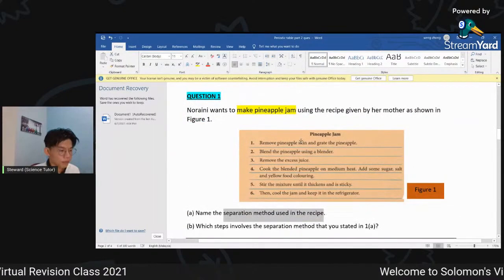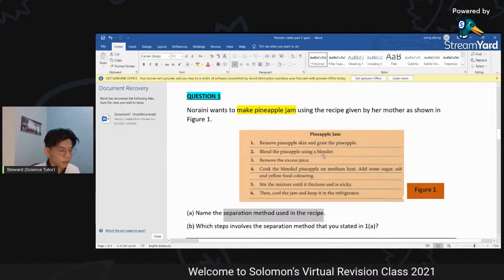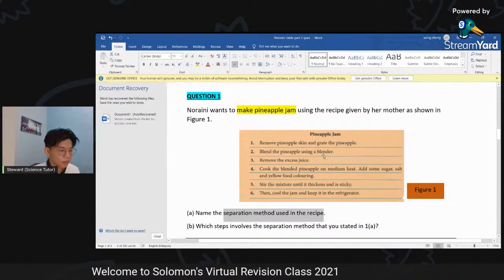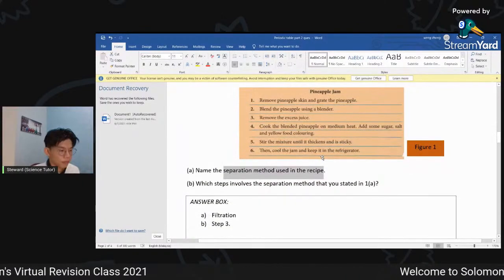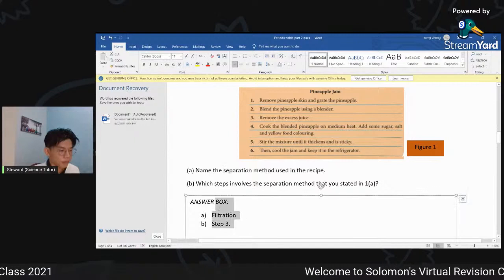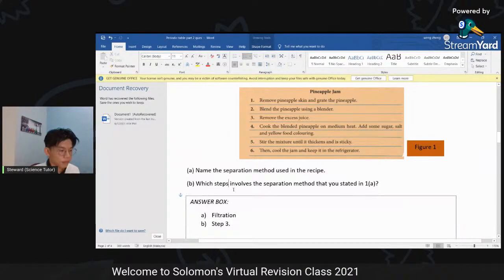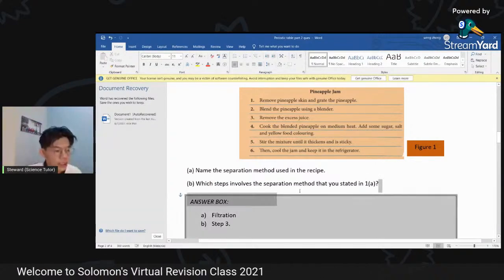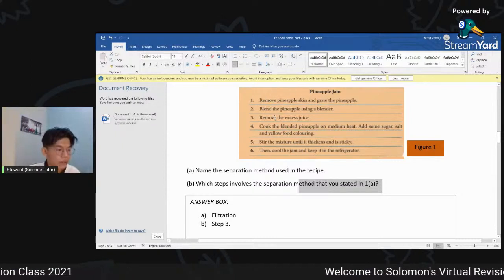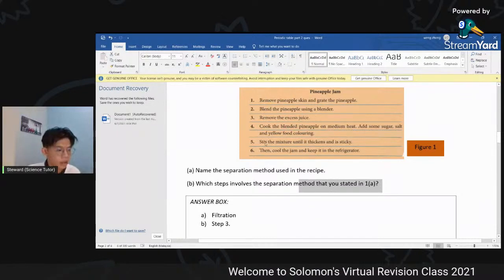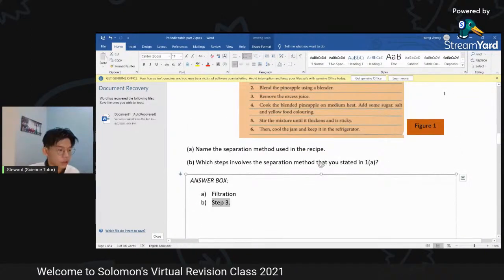Okay. Kalau kita tengok ni. Okay. Separation method. Apakah separation dia? Kalau kita nak separate air dengan solid. Air dengan solid. Okay, maksud filtration. Okay, so which steps involve the separation method that you stated in 1A? Okay, maksudnya tadi sudah cakap kan? Ni step 3. Remove the excess juice. Okay, step 3.